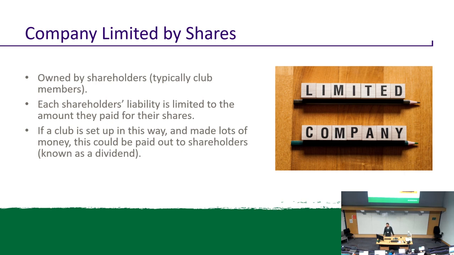So it's owned by the shareholders. Each shareholder's liability is limited to the amount they've paid for their shares. If a club is set up in this way and made lots of money, this could be paid out to the shareholders, which is known as a dividend. So it's quite unlikely that those amateur clubs will be set up this way. Those amateur clubs will be set up as one of the structures we're going to look at.